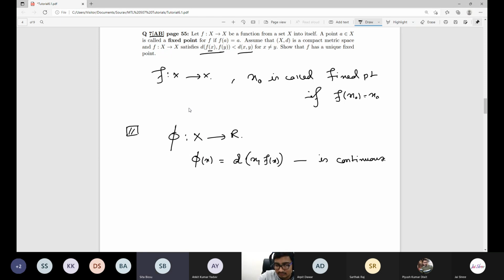From the given condition, d of fx comma fy is less than d of x comma y. So whenever d of x comma y is less than delta, then d of f of x comma f of y is less than delta. Using those, you can prove that this function is continuous. I'm leaving it for you to verify.